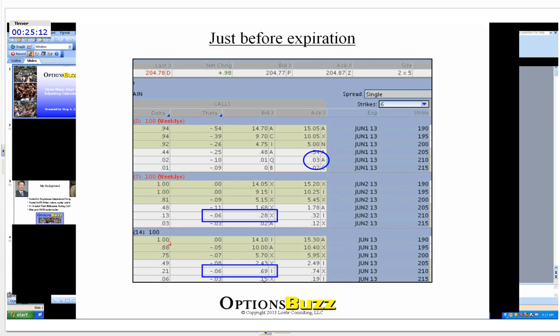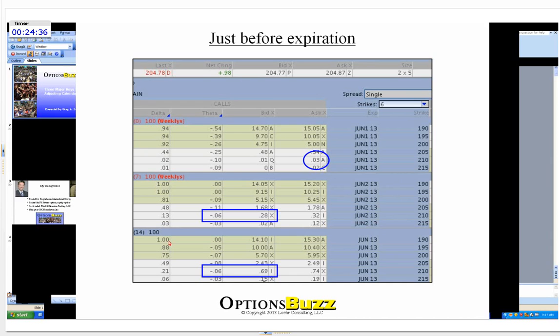See the difference? If I roll out 1 week, I collect 28 cents, and then I roll out another week, I collect another 28 cents. Over that two-week period, I'm collecting 56 cents. If I immediately roll out to the second week, I'm collecting 69 cents. There's a 13 cent difference. And again, on 10 contracts, it's 130 bucks. That's like $6,000 a year. You guys see the difference here? This is huge. One simple thing that you can glean from this option chain.